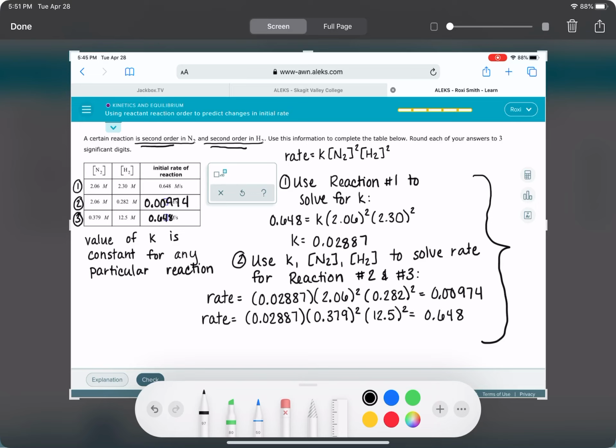So like I said, if you're doing it a different way and you're getting the same answer, if you're thinking in terms of what's happening to N2 and what's happening to H2, and what would that mean in terms of how the rate changes, if you're solving the problem that way and you're getting the same answer, then you're doing it right.